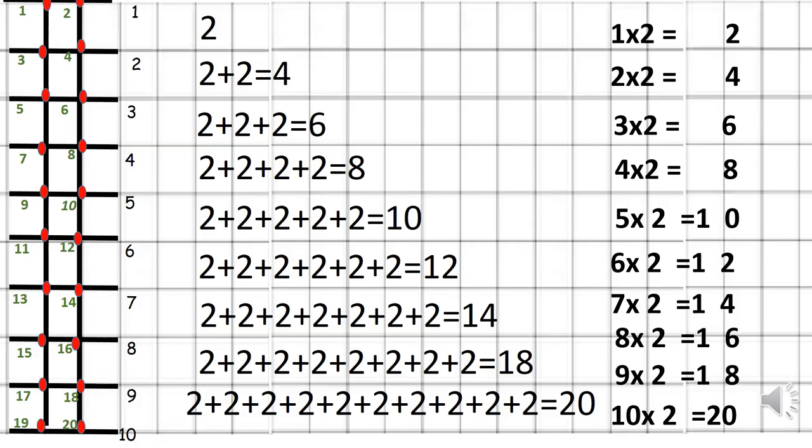Like this it goes on, and then in the 10th line we have added 2 10 times, and the sum is 20, and the multiplication fact for it is 10 times 2. The product is also 20. Thus we can say that multiplication is repeated addition.